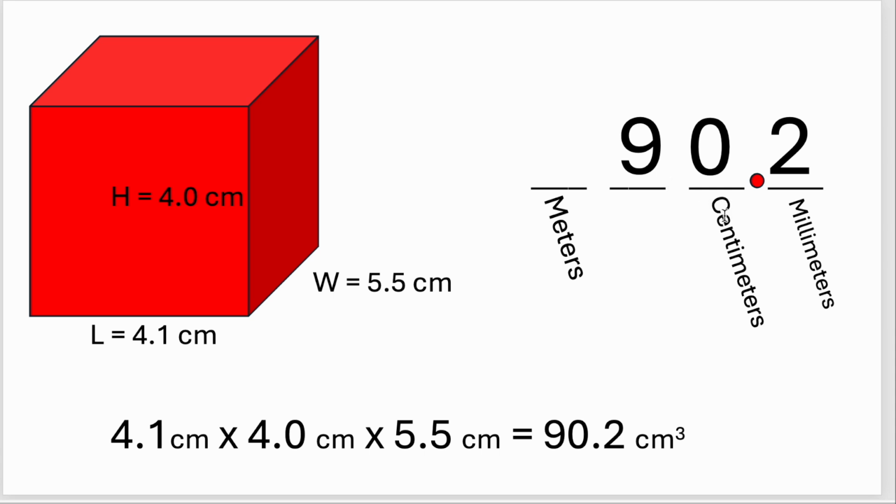However, if I wanted to turn this into meters cubed, all I'd have to do is take this little decimal and move it behind the meter position. It becomes 0.902 meters cubed. Or if I want to turn it to millimeters cubed, I'd need to move the decimal over behind the 2, which would then make it 902 millimeters cubed. But to keep it simple, just stick with centimeters when you're measuring anything like this. It's volume. So that's it. Let's go ahead and try a practice problem.